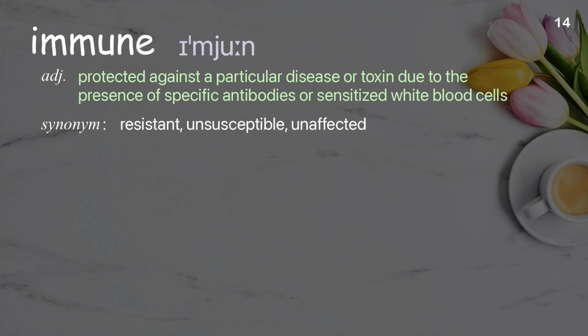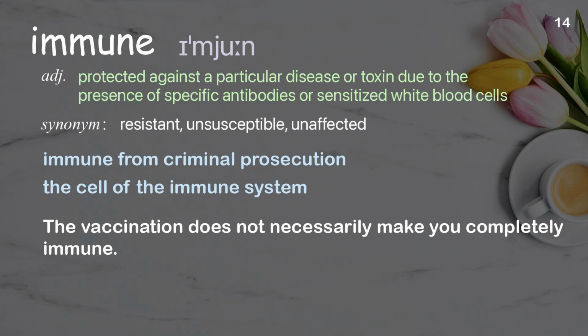Immune. Protected against a particular disease or toxin due to the presence of specific antibodies or sensitized white blood cells. Examples: Immune from criminal prosecution. The cell of the immune system. The vaccination does not necessarily make you completely immune.